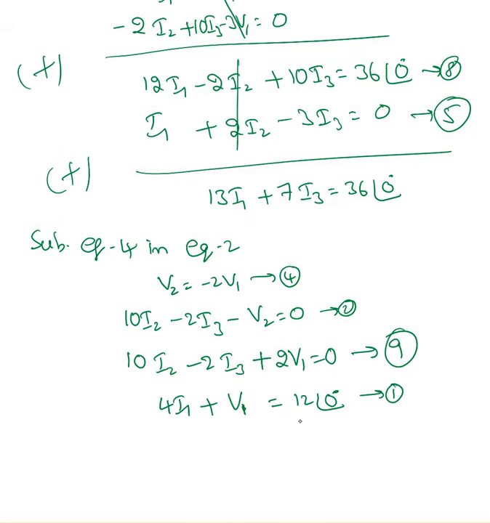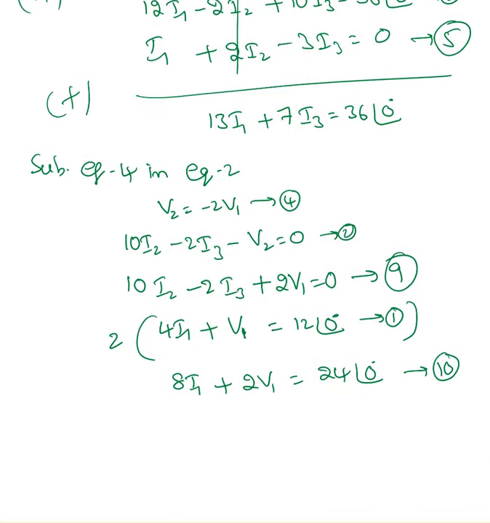So 4i1 plus v1 equal to 12 at an angle of 0. That's my equation 1. I'm going to multiply this with 2. So it will be 8i1 plus 2v1 equal to 24 at an angle of 0. I'm going to label this as 10. Now I'm going to play with equations 9 and 10.